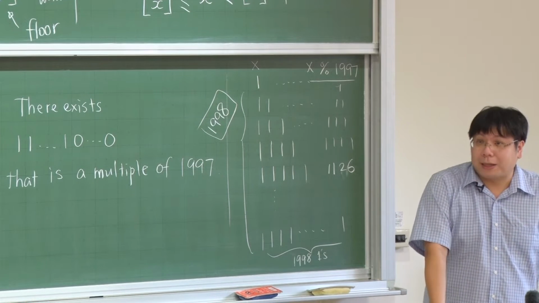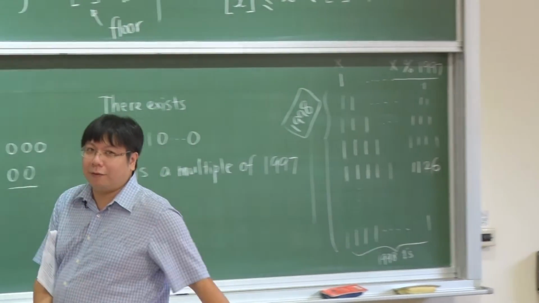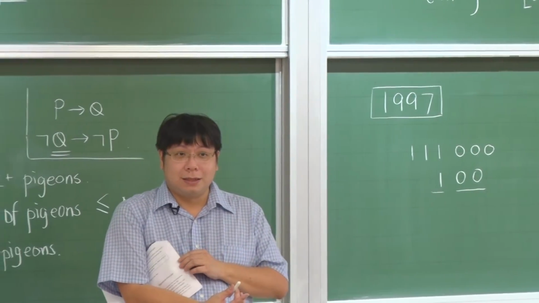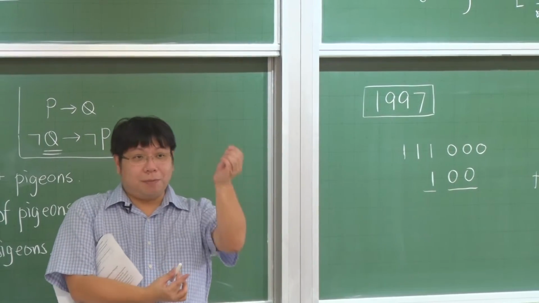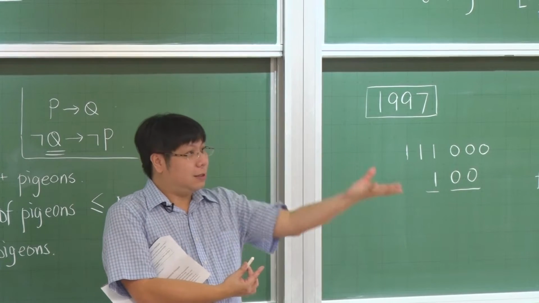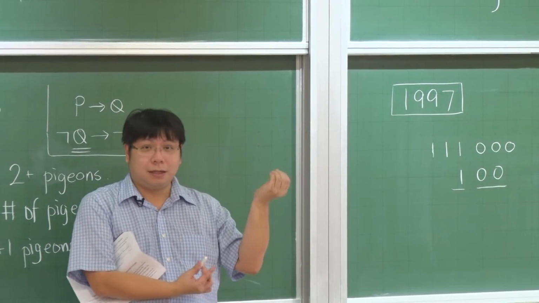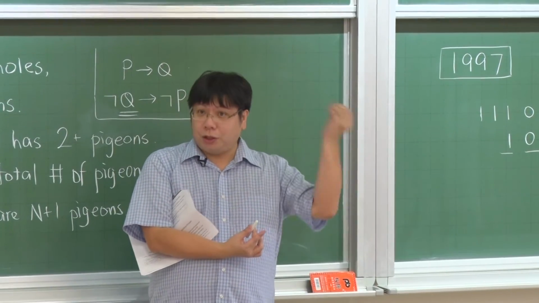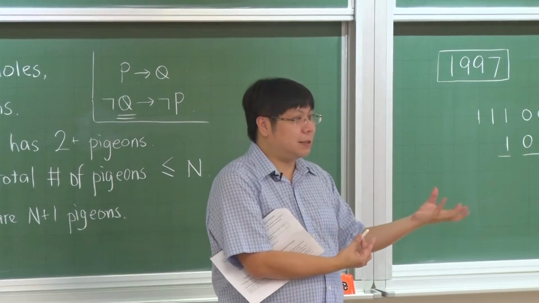But then what are the possible remainders when you are dividing a number by 1997? How many of them? If you divide a number by 1997, you can have a remainder of 0 if it is a multiple of 1997, right? You can have a remainder of 1, 2, and so on, right? How many of them at most? So how many different cases are there?